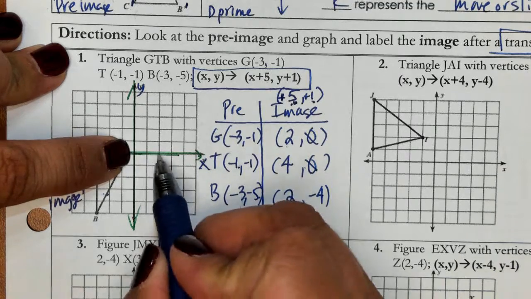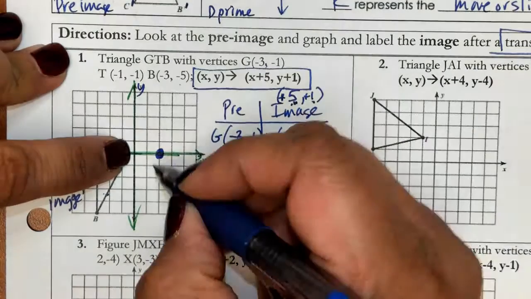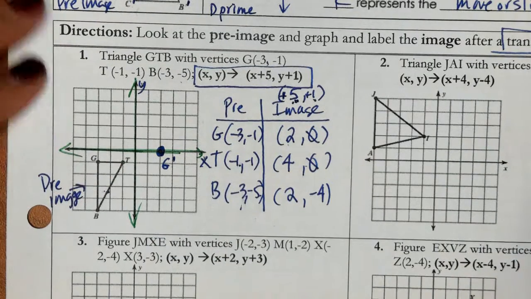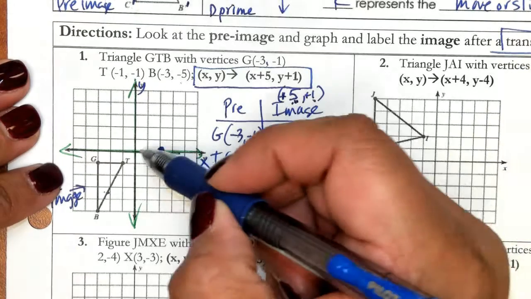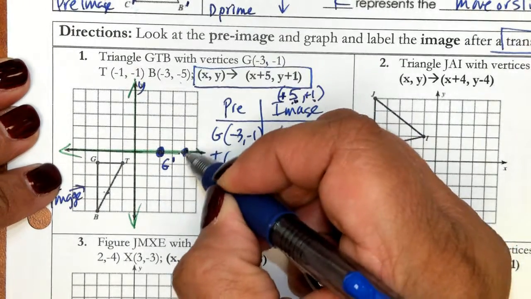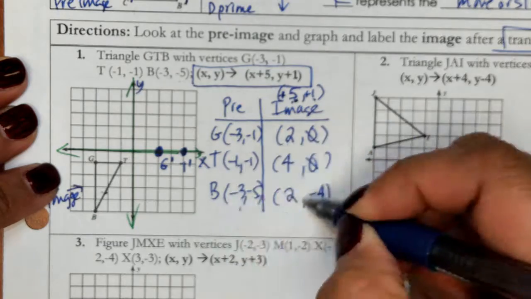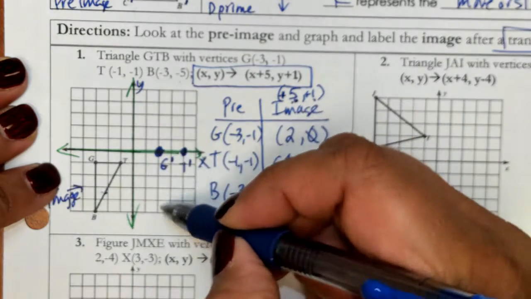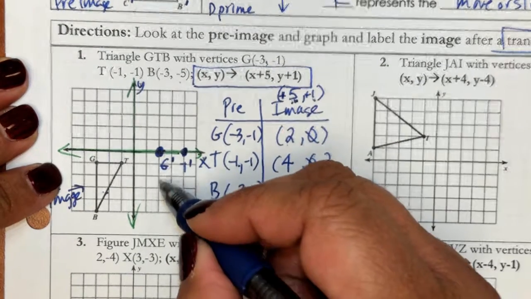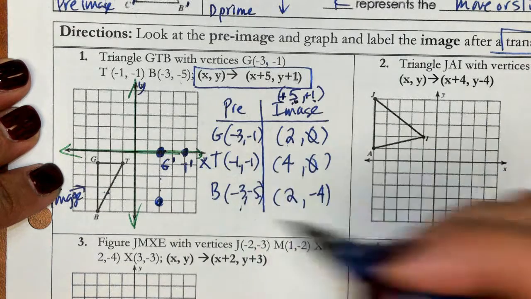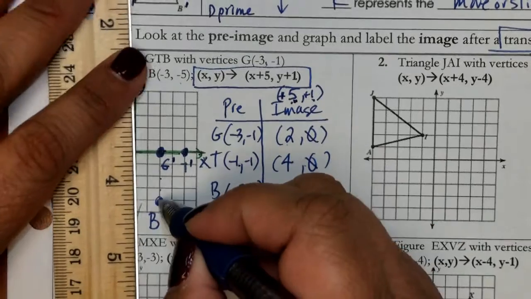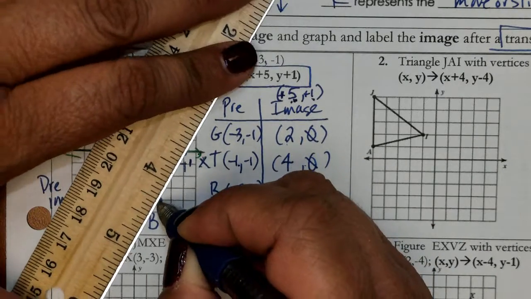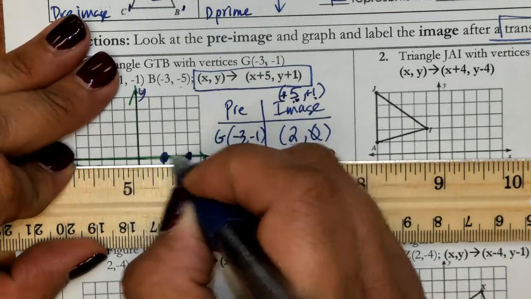G is going to go to (2, 0). So make it really big. And I'm going to go ahead and label it with a G prime. Okay? And then your next value, T, is going to be (4, 0), sitting pretty close by. Okay? And he is T prime. And finally, B is going to go to (2, -4), which ends up being 1, 2, 3, 4, right there. And we're going to label him B prime. Okay? And so, sorry that I have the G and the T kind of going to be in our little triangle. Okay? This is the result.